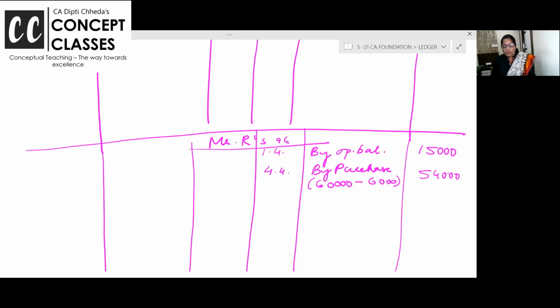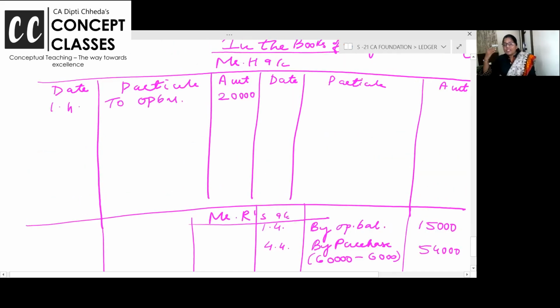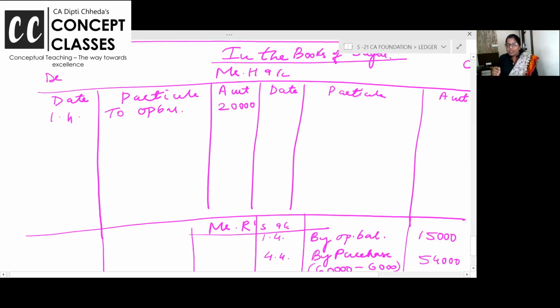Mr. S sold to Mr. H goods priced at 30,000. So Sagar has sold the goods to H. When I sell the goods, I am Sagar for the coming half an hour. If I sell the goods to H, what is the entry? Party to sales. H account debit to sales. Sold the goods for 30,000. Are you able to read with me and write?